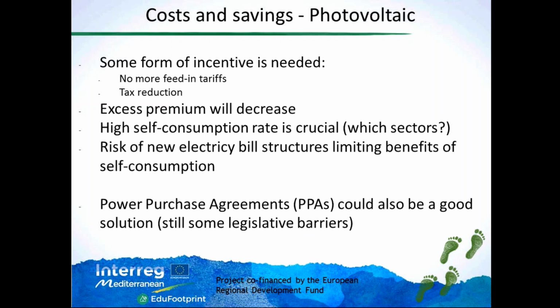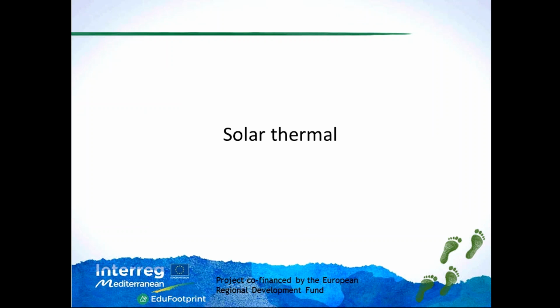And of course, this works if the price offered by the investor is lower than the grid price which the user is paying at the moment. There are still some legislative barriers. For instance, in Italy, this power purchase agreement cannot be done with more than one user. So for instance, I cannot go as an investor and install a photovoltaic plant in a shopping mall and sell the electricity to all the shops, because this would be a multi-user power purchase agreement, and this is not allowed in Italy, but also in many other European countries at the moment.